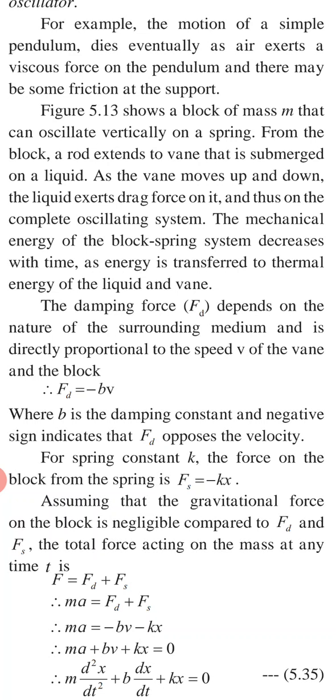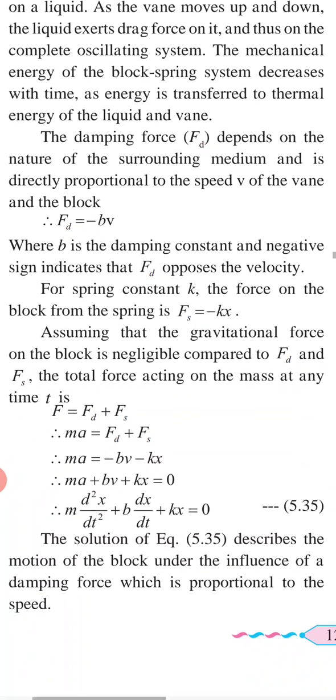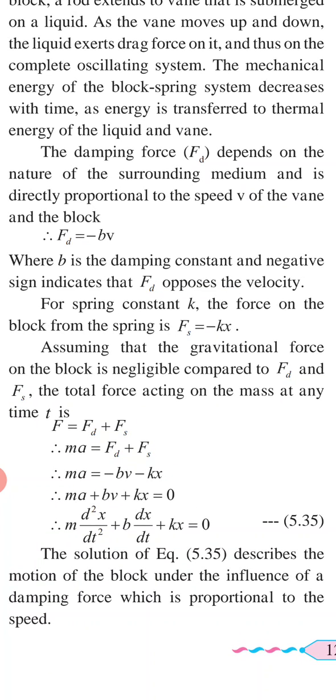For a spring with spring constant k, the force on the block from the spring, Fs, is equal to minus kx. Assuming that the gravitational force on the block is negligible compared to Fd and Fs, the total force acting on the mass at any time is equal to what? F equal to Fd plus Fs. We know that F equal to ma, that is Newton's second law. So ma is equal to minus bv minus kx. Take both minus signs to the left-hand side: ma plus bv plus kx is equal to 0. We know that a is acceleration, which is d2x upon dt square, and v is dx upon dt. So m d2x/dt2 plus b dx/dt plus kx is equal to 0.